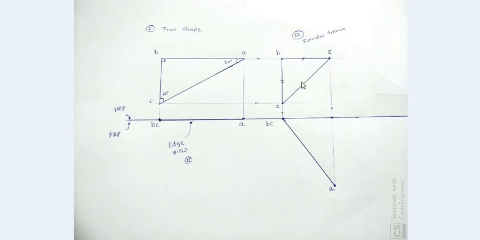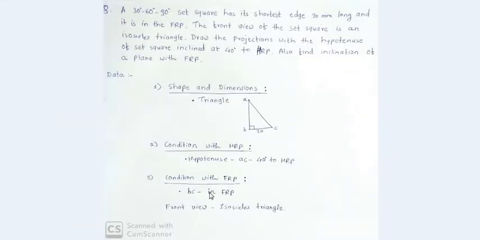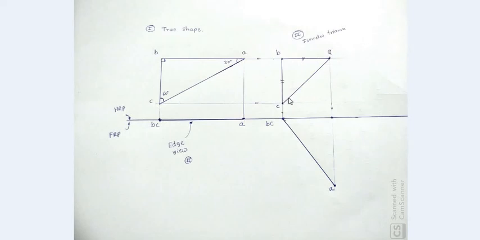Condition with respect to HRP is given in terms of angle made by this shortest side with respect to HRP, and that angle is given: hypotenuse AC is making 40 degrees to HRP. Now if you see at this stage, hypotenuse is lying at this location in front view. As this property is given with respect to HRP, we have to refer front view, because while considering front view we treat this reference line as HRP.